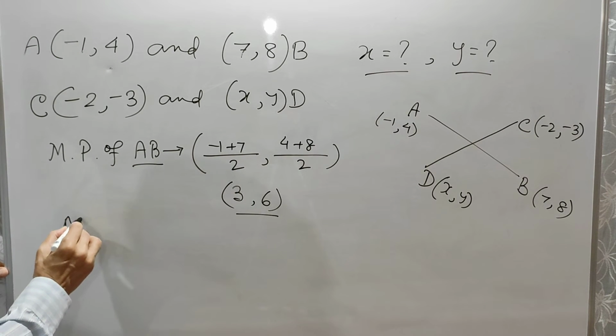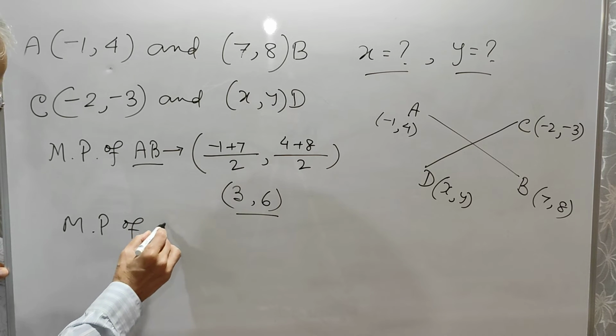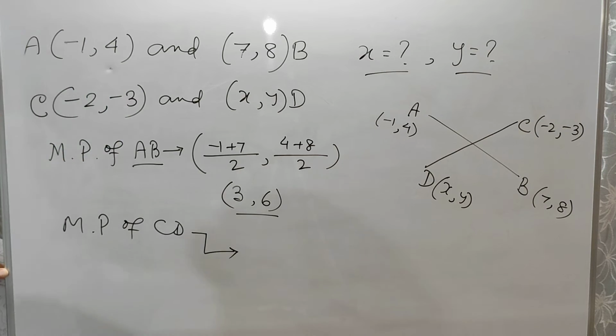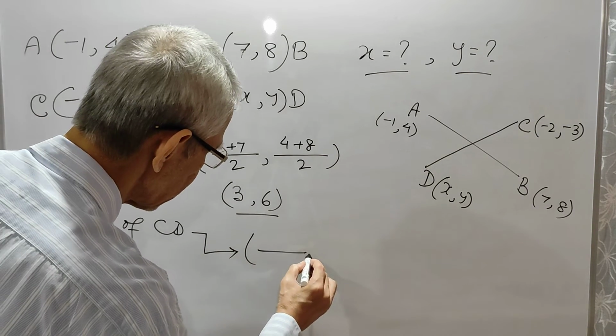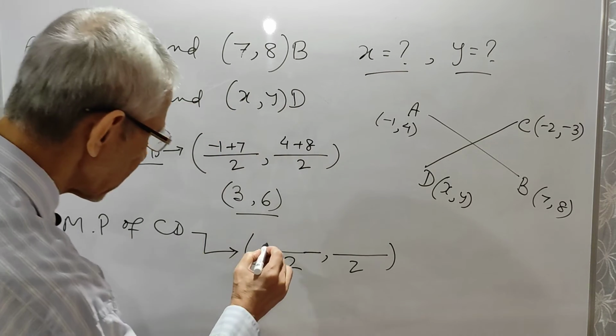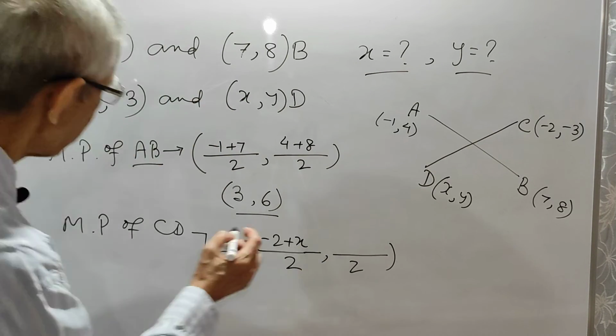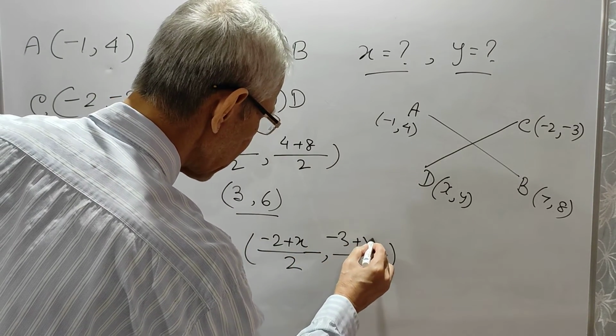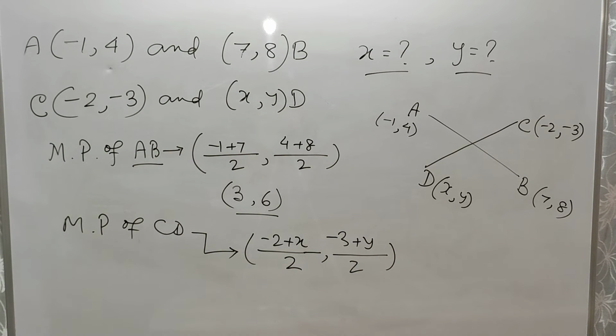Now let us find the midpoint of CD using the same formula. So what do you get? Again, midpoint formula: (-2 plus x) by 2, then (-3 plus y) by 2. We do not know the values of x and y, so we have to find them. So (x minus 2) by 2, then (y minus 3) by 2.